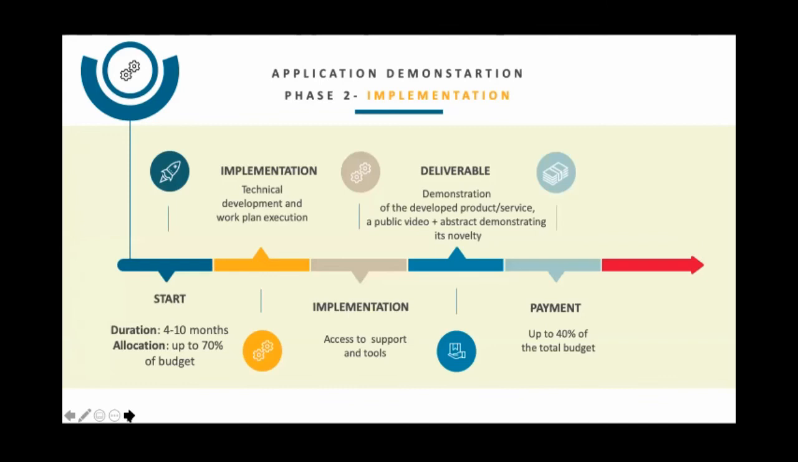The expected deliverable at the end of this phase is, of course, the demonstration of the developed product and service that you have developed in the form of a public video and an abstract that can be published, focusing on the novelty of your solution. And once you deliver this to us, we're gonna pay you another 40% of the total budget that you were asking us for, which is a maximum of 300K.